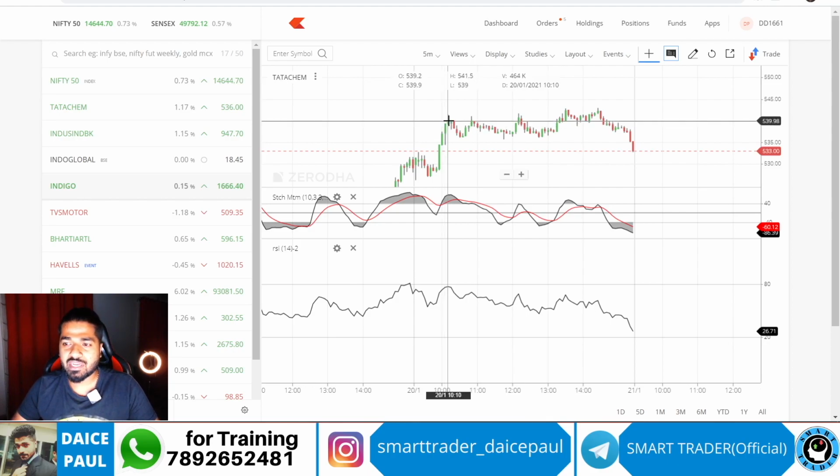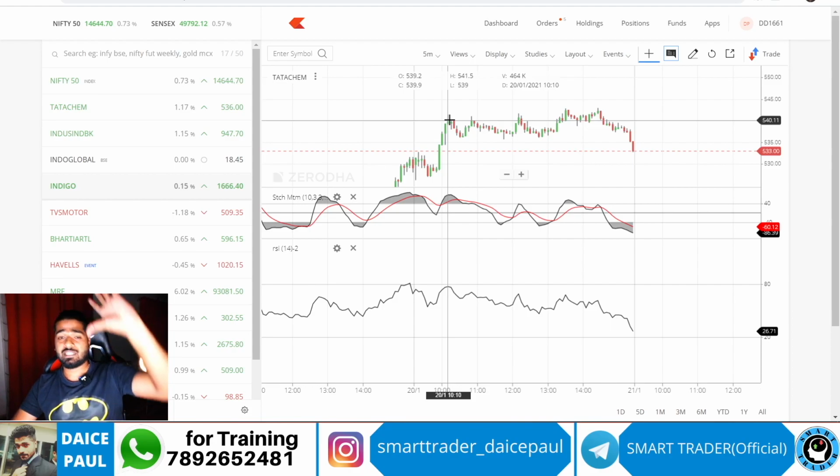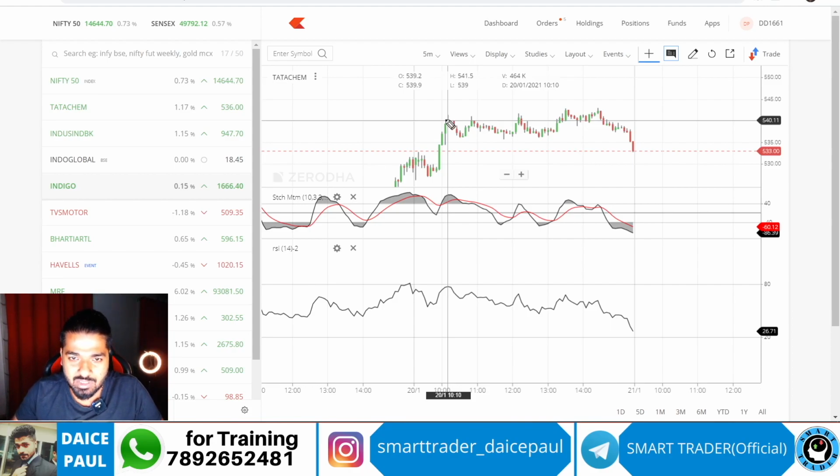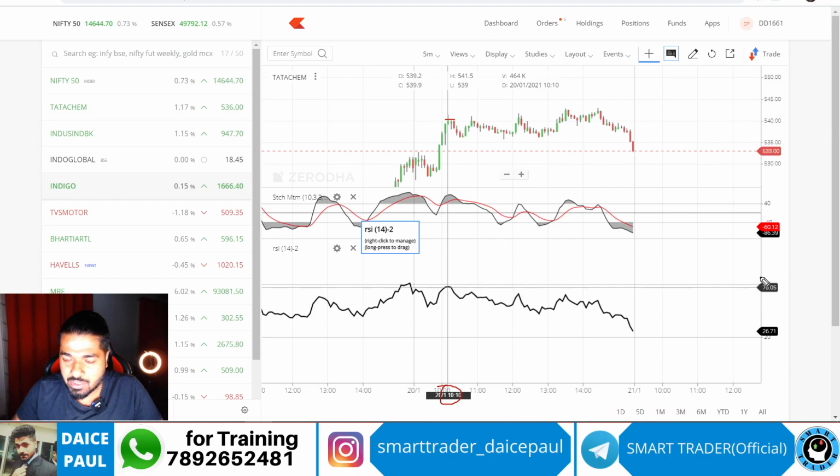Now the stock is trading at 530 or 540. Let's say you got it in the top gainers at 10:10 in the morning. Let me just draw this. So at this point you got it, around 1010. Now look where your RSI is. If I keep my cursor here, the RSI was around 76.05.